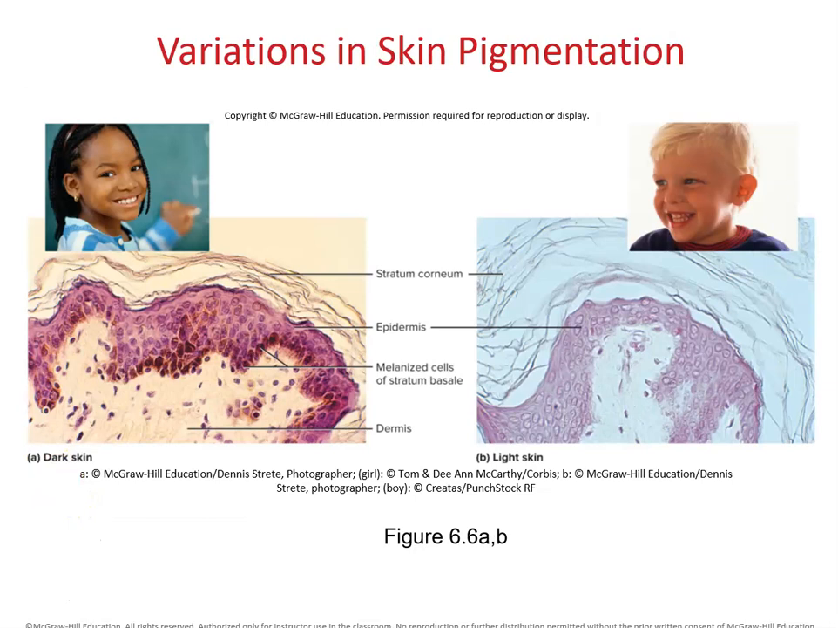So here we can see in the epidermis, we have the melanized cells, and these melanized cells are found mostly in the stratum basale. And these cells just contain more of the pigment melanin. And in a fairer skinned person, a lighter skinned person, we have less melanin accumulated in the epidermis.